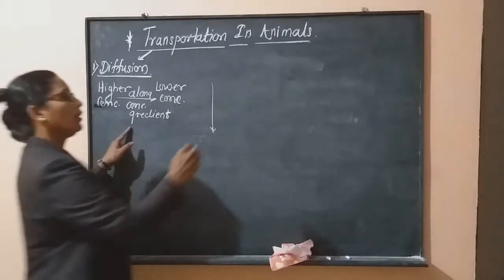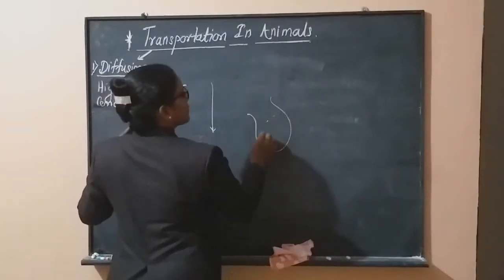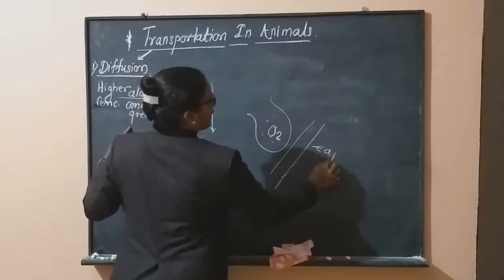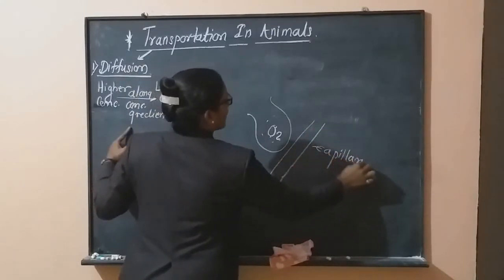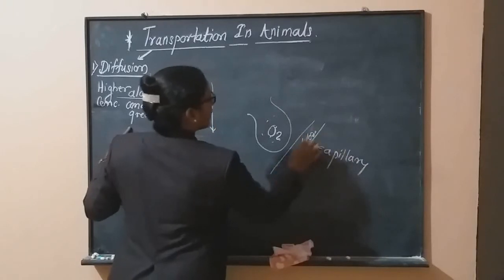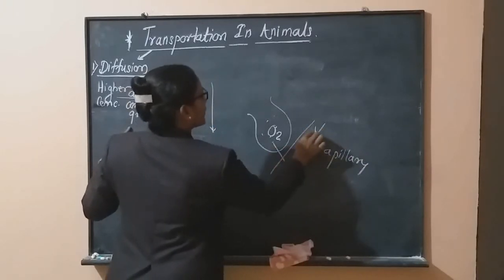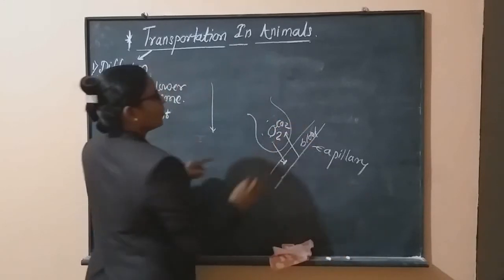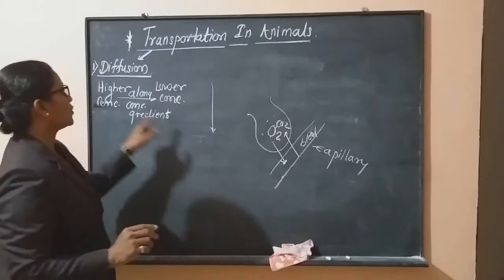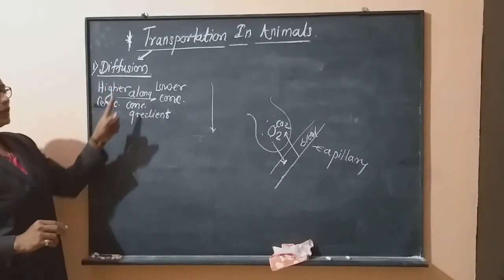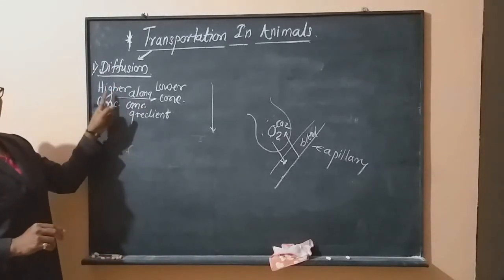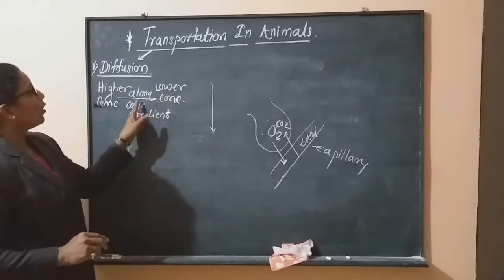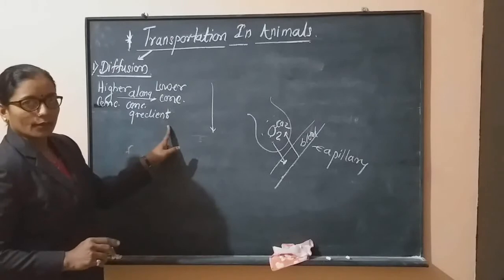For example, in case of our lungs, whatever oxygen is present goes into the capillaries. This capillary consists of blood. This type of exchange of O2 and CO2 is simple diffusion. Diffusion means the movement of molecules from higher concentration to the lower concentration along the concentration gradient.